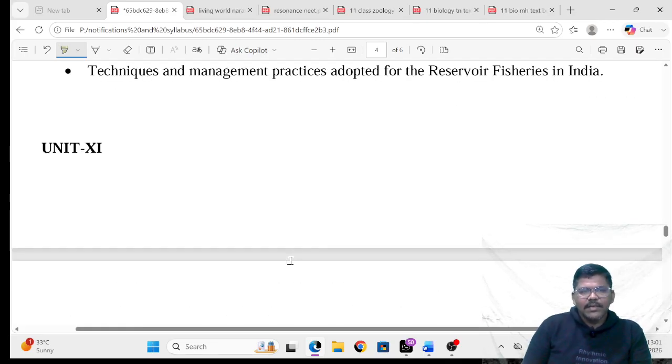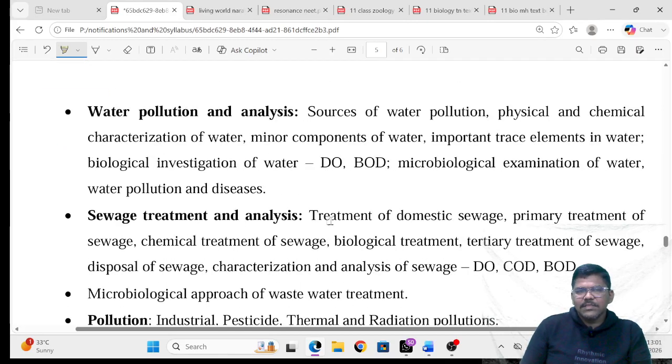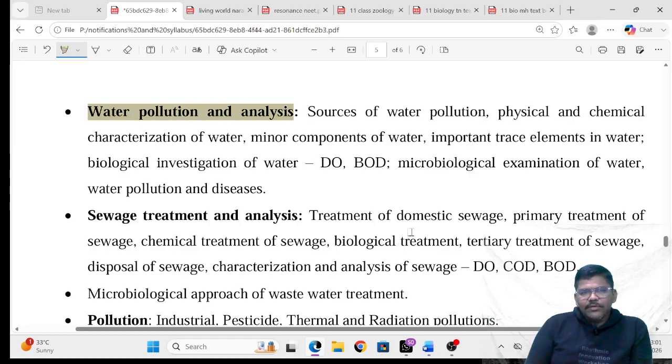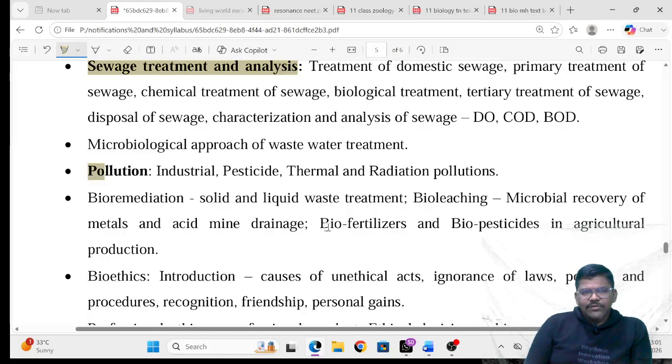In unit number 11, the syllabus is so heavy and time is very less, so you need to read more and more. Try to read at least 10 hours per day. Next, in unit 11, water pollution and analysis, sewage treatment and analysis. Need to read pollution.